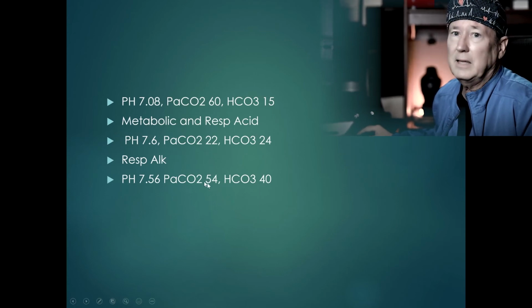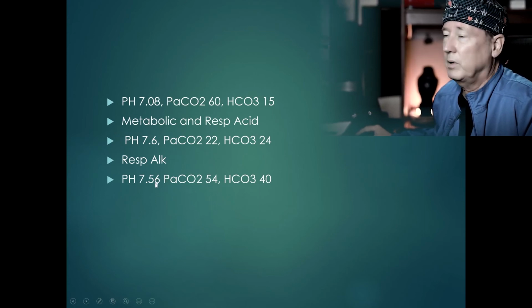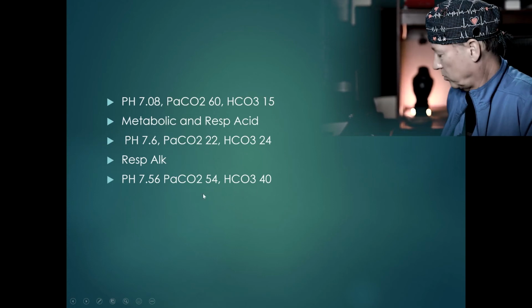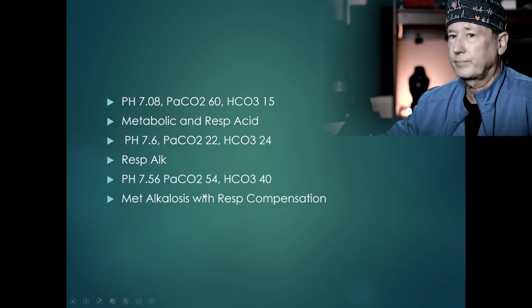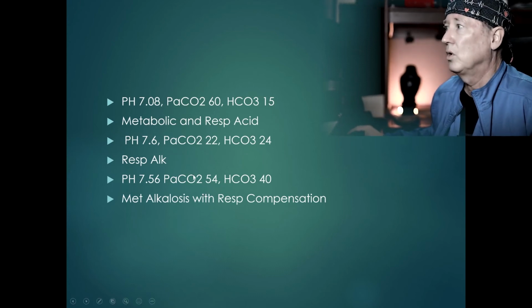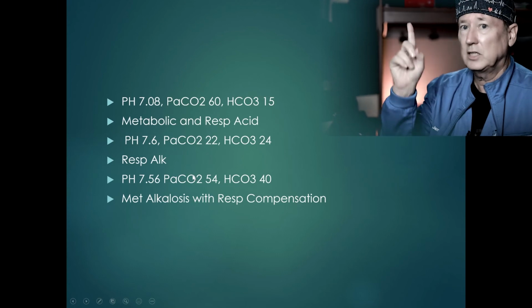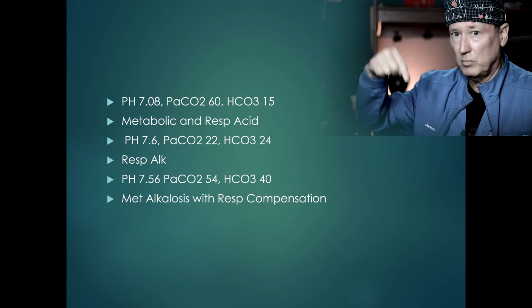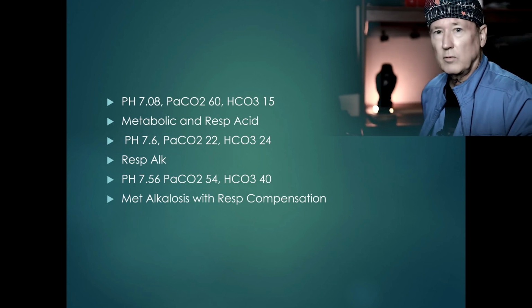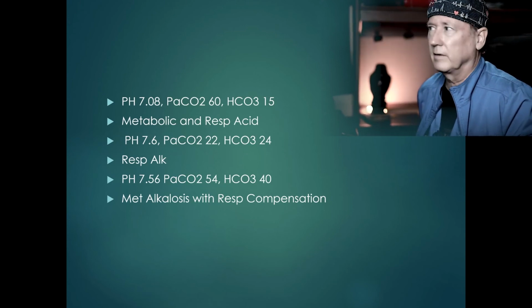I bet on your next blood gases, because this happens really fast, your pH is going to come down. But this is metabolic alkalosis with respiratory compensation. Hopefully that's clear. This high CO2 will not make your pH go up. A high CO2 makes your pH come down. This is what I mean about understanding. That's what makes compensation easy to get.